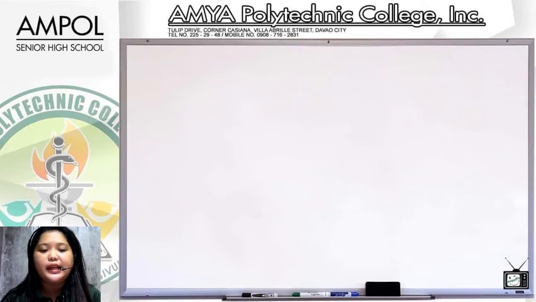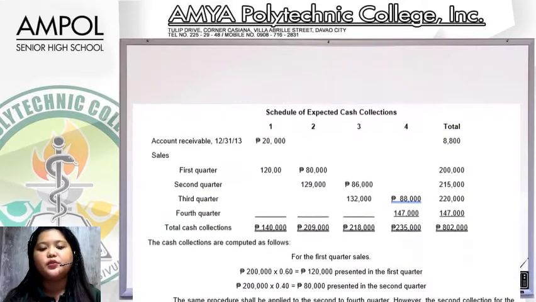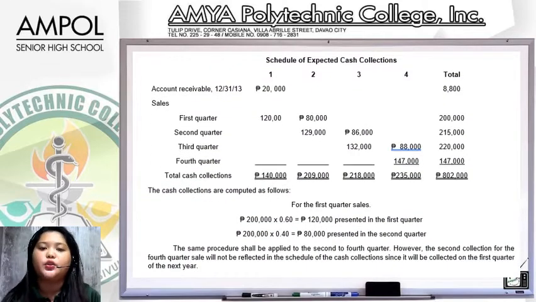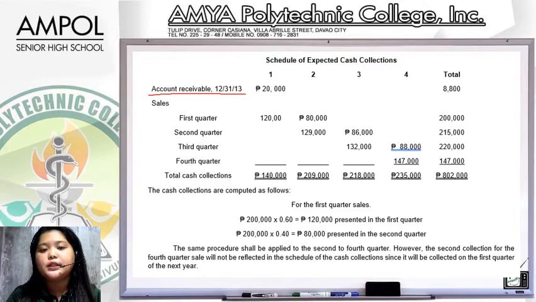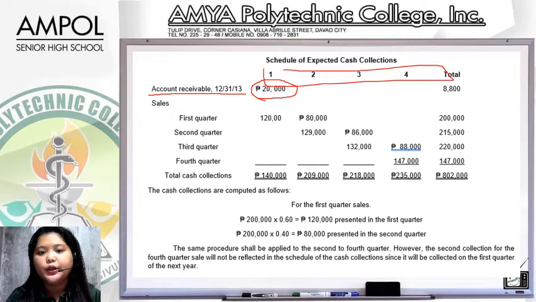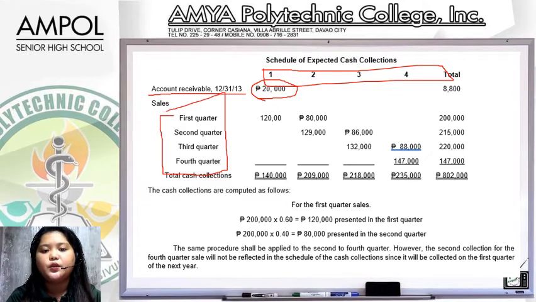Next, after the first example or first solution, we also have the schedule of expected cash collections. Here we have our accounts receivable as of December 31, 2013. The accounts receivable is only 20,000. Above here are the quarters, and beside it we also have the four quarters and the total cash collections.